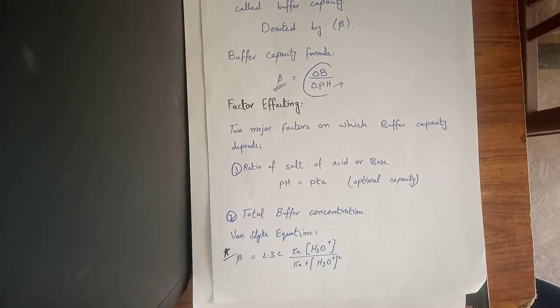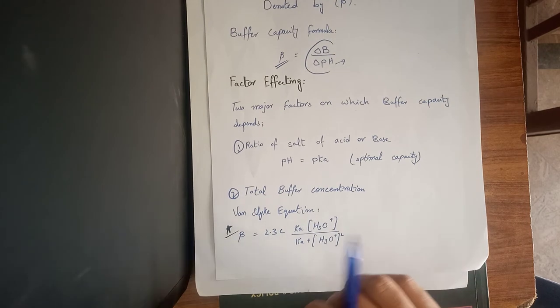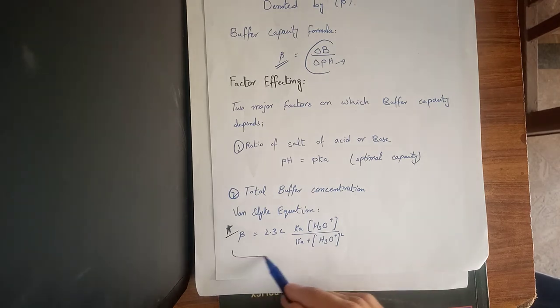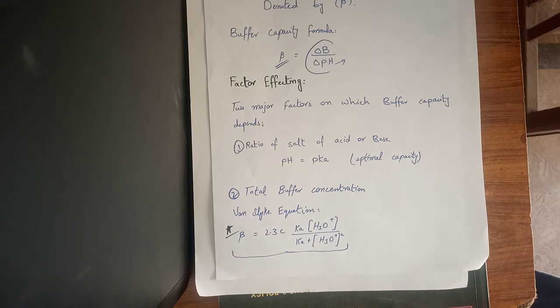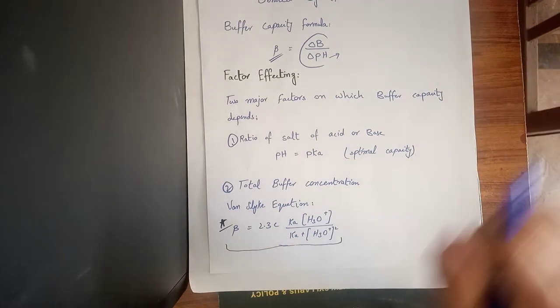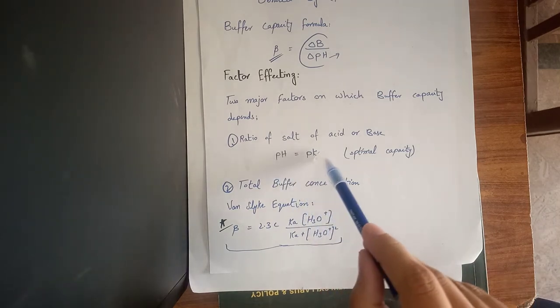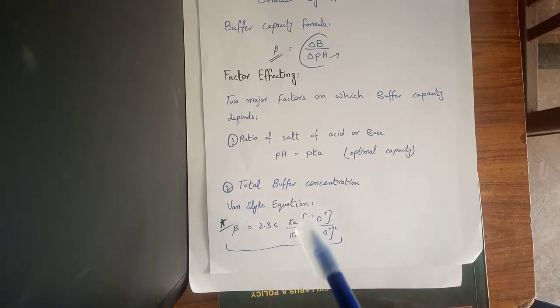Also, we are discussing here the Henderson-Hasselbalch equation. This is a very important equation. We can derive the equation in the next video, but in this video we are discussing only the equation. Two factors we are discussing: the ratio of salt added, and the total buffer concentration. A higher buffer concentration has greater efficiency, meaning maximum buffer capacity. If the buffer concentration is lower, automatically the efficiency is also lower.